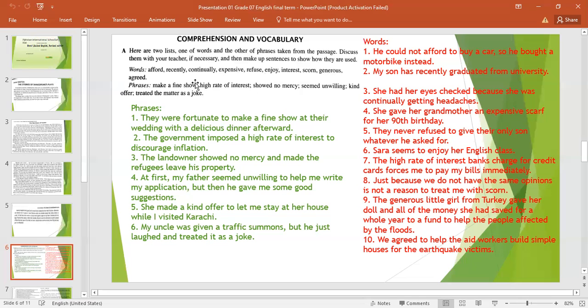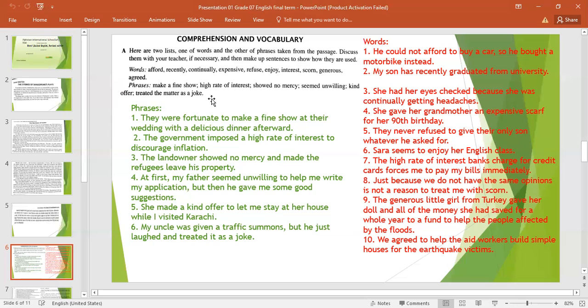Here are some phrases. Now we will use these phrases in sentences to make them clear for your better understanding. Phrase number one: make a fine show. They were fortunate to make a fine show at their wedding with a delicious dinner afterward.